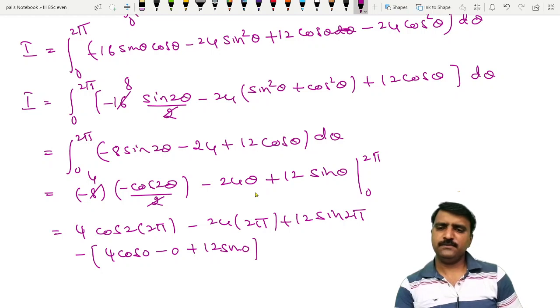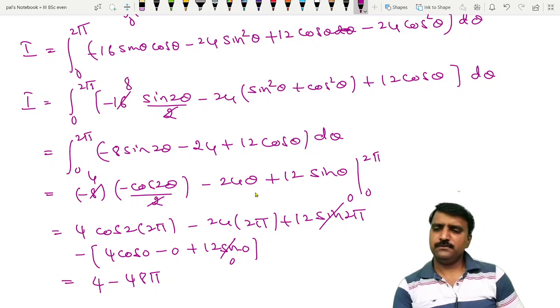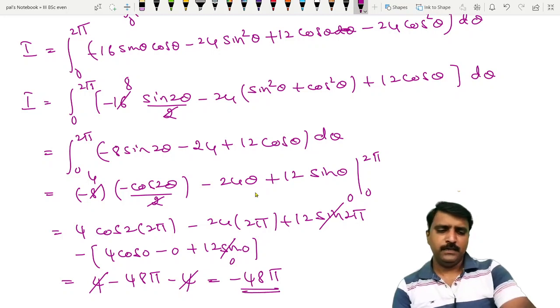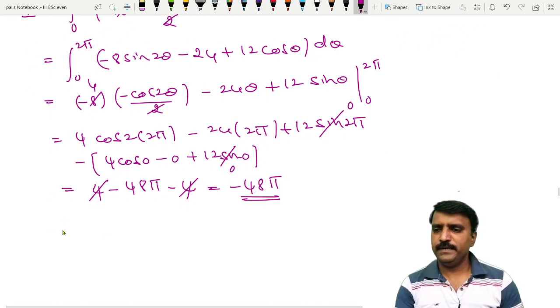Of course, sin 0 is 0, so this is 0. Sin 2 pi is 0. Okay, and this value is equal to cos 4 pi. Cos 4 pi is 1, into 4 it is 4, minus 24 2s are 48 pi, and cos 0 is 1, so this is minus 4. Plus 4 cancels with minus 4, which is equal to minus 48 pi. So this is minus 48 pi.